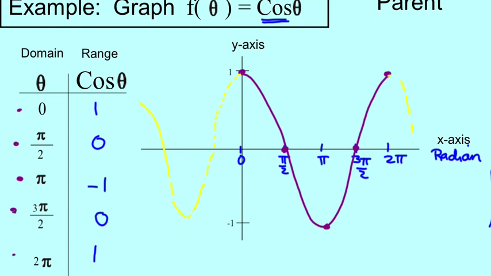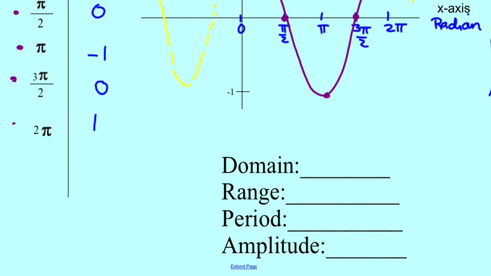So, some key points. The domain, again, is all real numbers. You can have any number for the cosine function. The range, same as the sine function, anything from -1 to 1. The period, one revolution for the parent function is 2 pi, and its amplitude is 1.